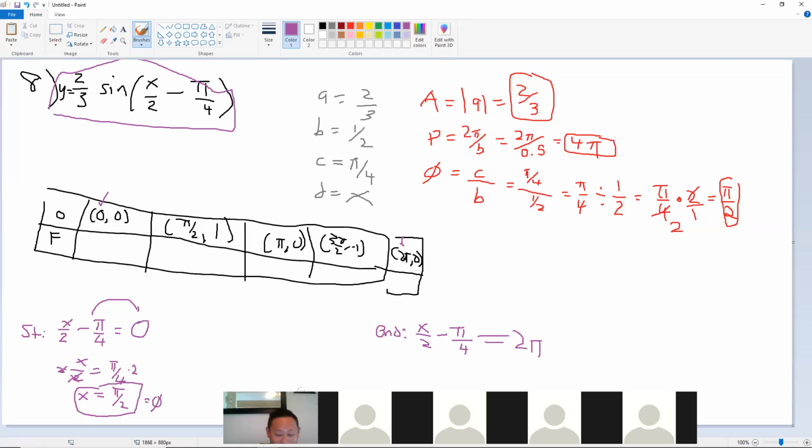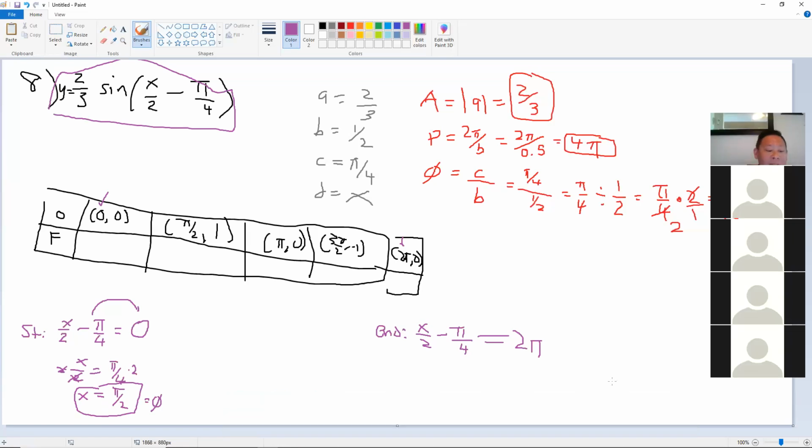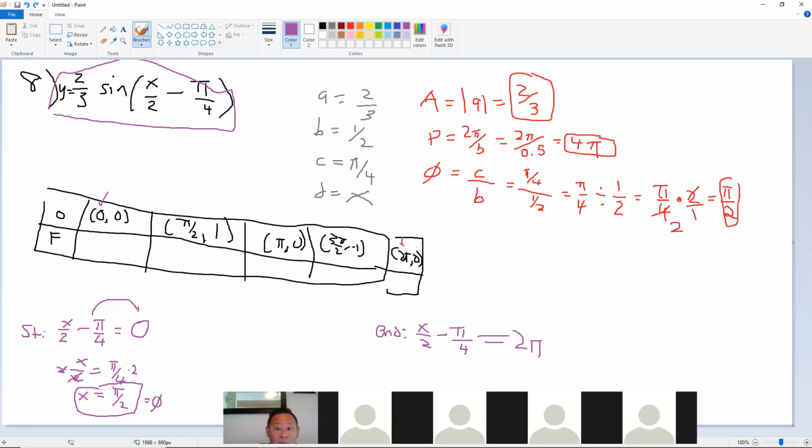Is it always like that? If you don't have a C, like last time, then the starting point will be 0. But since we have a phase shift here, it is pi over 2. So this is how we check if your work is correct: your phase shift and your starting point should be the same.